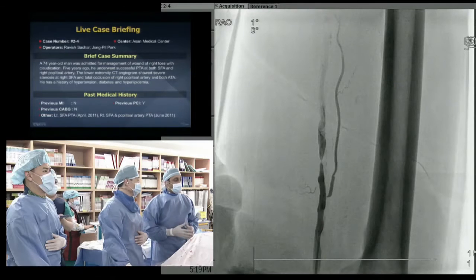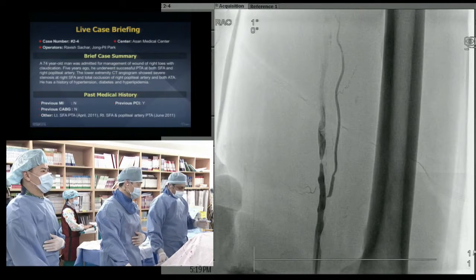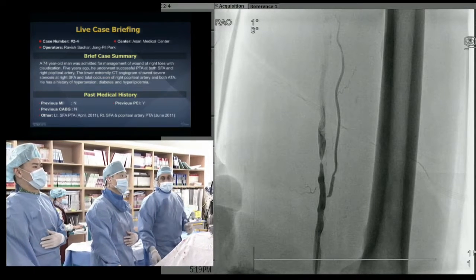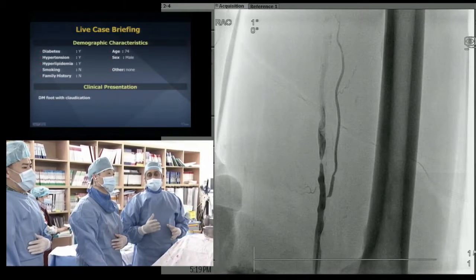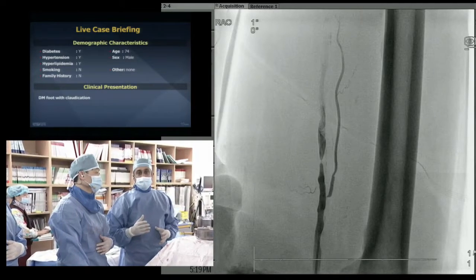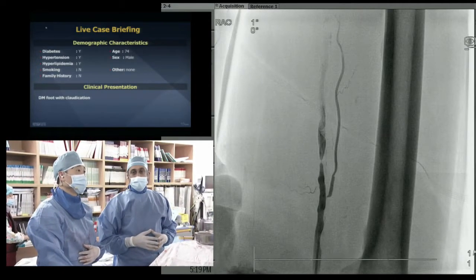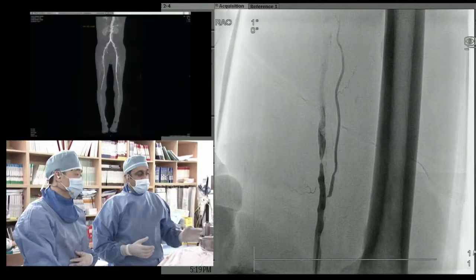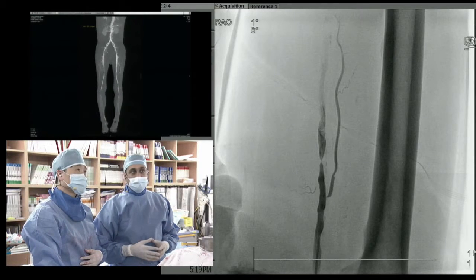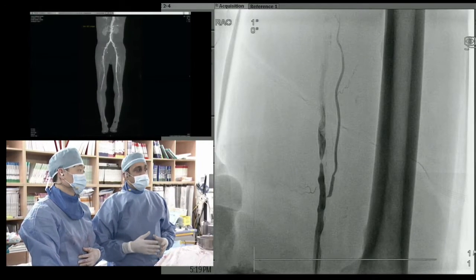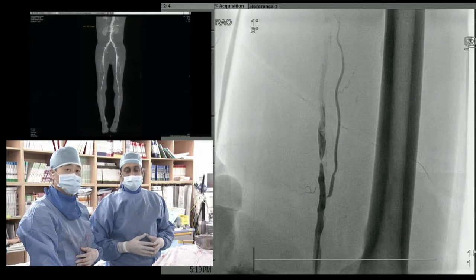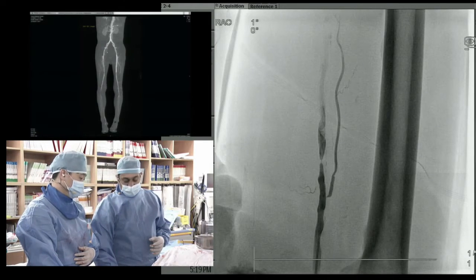Great, so right lower extremity critical limb ischemia with ulcers in the right foot, a history of revascularization in the past, now with a CT angio showing a high-grade right SFA stenosis and right popliteal occlusion. Dr. Park's gotten access via the antegrade approach in the right leg. And can you see the angiographic image right now? We can. Okay, great. So I'm going to go ahead and play this.